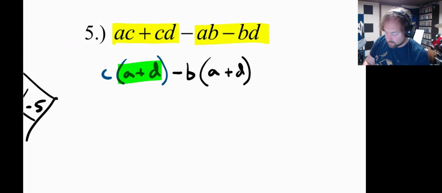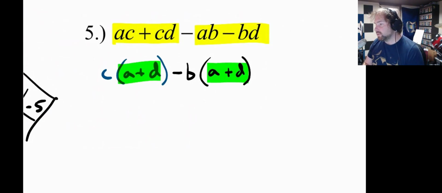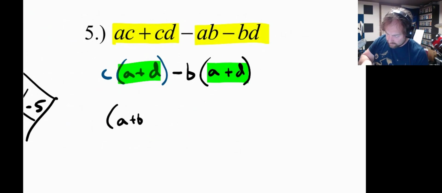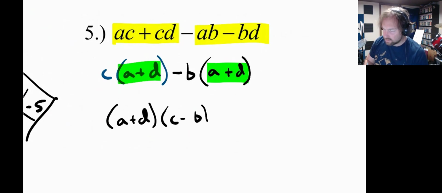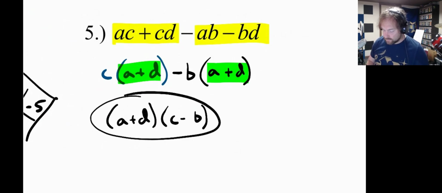Because these terms both have an a plus d in them, we can factor out the a plus d. It's kind of weird, but it's a plus d times c minus b. So we actually factored out a plus d from both those terms. So we undistribute it, and there you go. Now it's in factored form. And if you were to expand it, you'll notice that it does go right back to the original form that we have above.